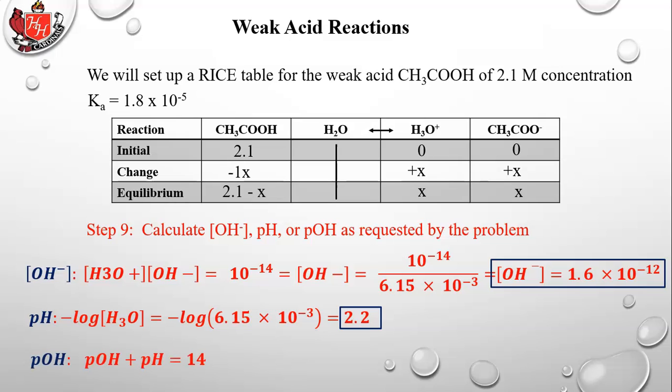Finally, the pOH, and again, there's a formula on the acid-base roadmap. Please print that out. pOH plus pH equals 14, so we just figured out the pH. So that means 14 minus 2.2 is 11.8, and that's the pOH of this solution.